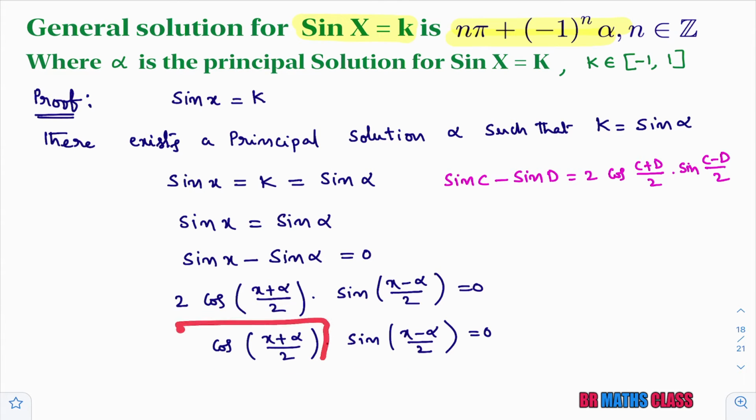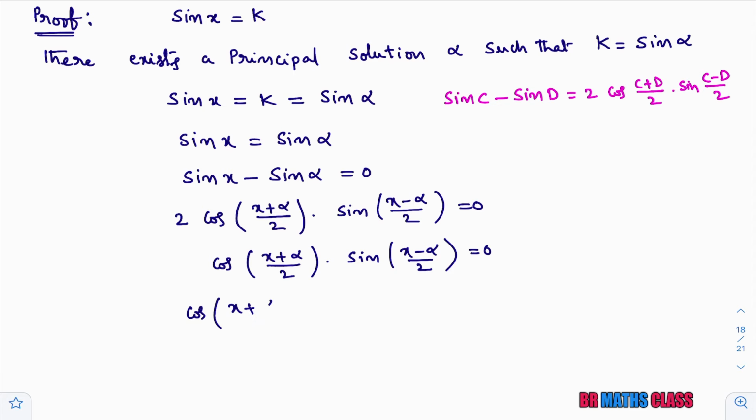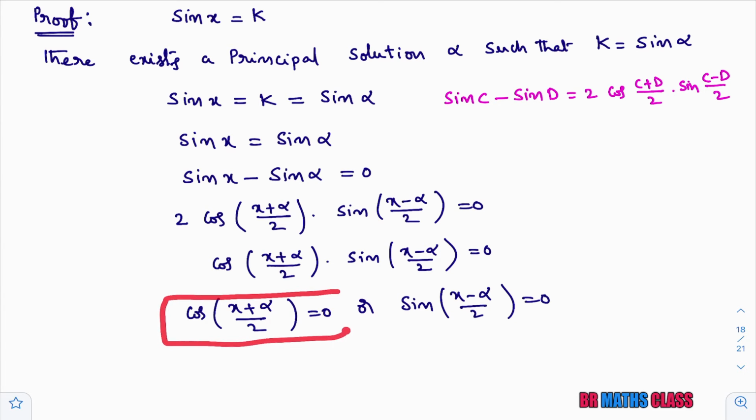You observe a product of two things equal to 0. A product of two things being 0 is possible only if any one of them is equal to 0. So, I'll write either this equal to 0 or this equal to 0. Then only their product will become 0. Cos of (x plus alpha)/2 equal to 0, or sin of (x minus alpha)/2 equal to 0.